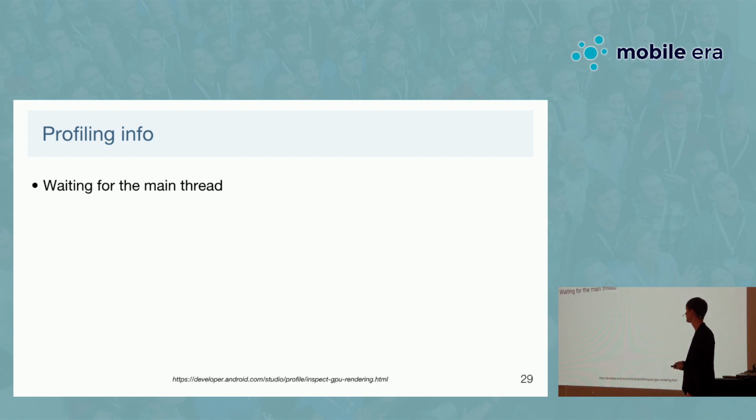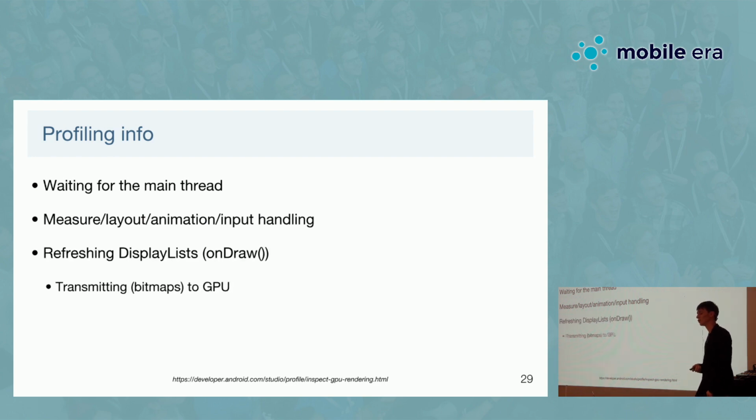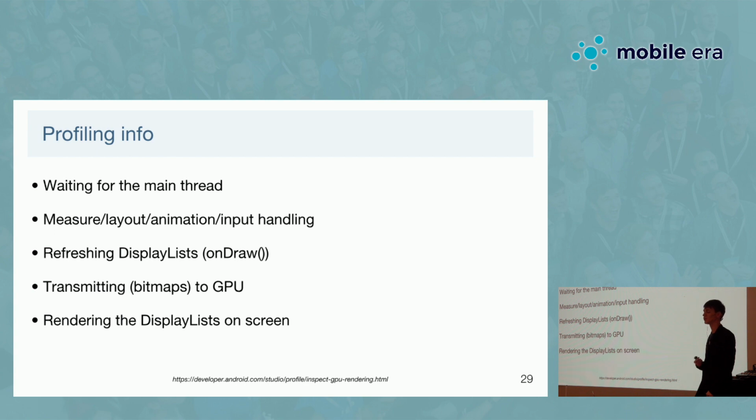And what information will be on this graph? First of all, it's waiting for the main thread. The dark green will show you some troubles, for example, if you are doing some I/O or something like this in your main thread. Then you'll see measure, layout, animation, input handling. It will be in brighter green, and then you can understand if you have some troubles with your UI, with your layouts. And finally, you will see some things for display lists, GPU, or bitmaps, and all of these can give you some initial idea where you should go further.